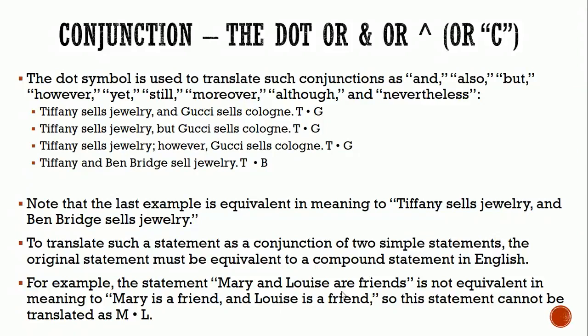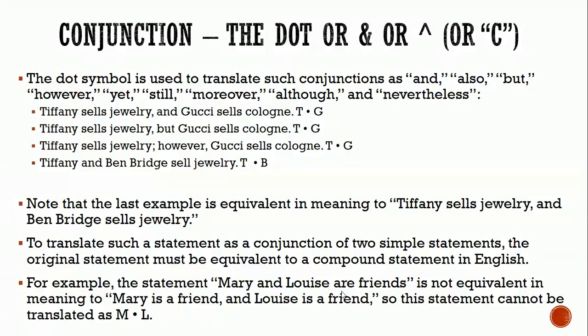So conjunction. Hurley uses the dot. Forget the ampersand or upside down wedge. The dot symbol is used to translate such conjunctions as and, also, but, however, yet, still, moreover, although, and nevertheless. So Tiffany sells jewelry and Gucci sells cologne. T.G. Tiffany sells jewelry, but Gucci sells cologne. We'll translate that the same way. Tiffany sells jewelry, however, Gucci sells cologne, same thing.